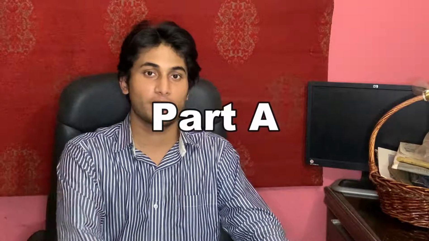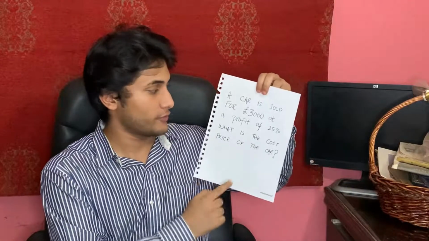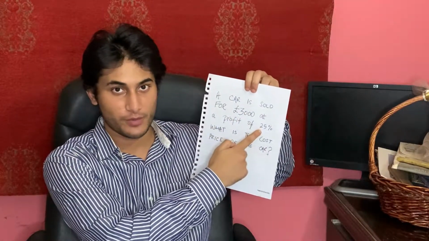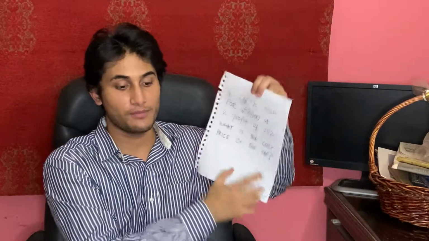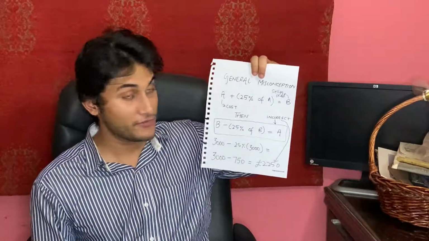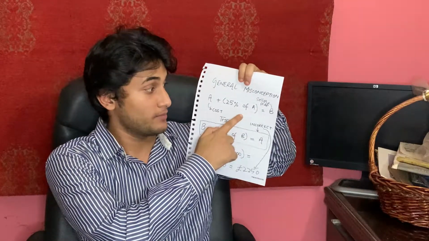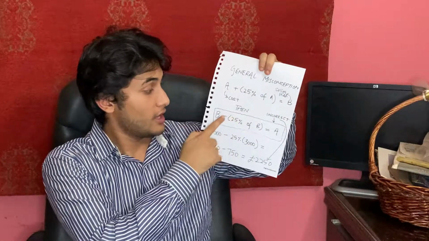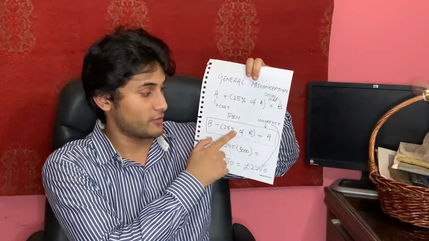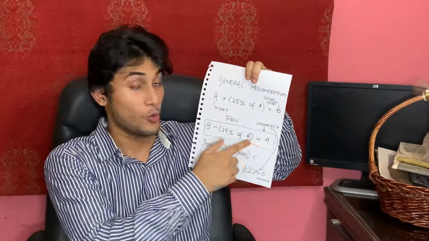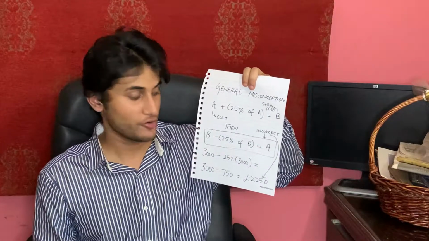So the question we're working with today is: a car is sold for £3,000 at a profit of 25%. What is the cost price of the car? The general misconception that students have made is that they've assumed that if A plus 25% of A equals B, then B minus 25% of B equals A. And this is fundamentally incorrect.